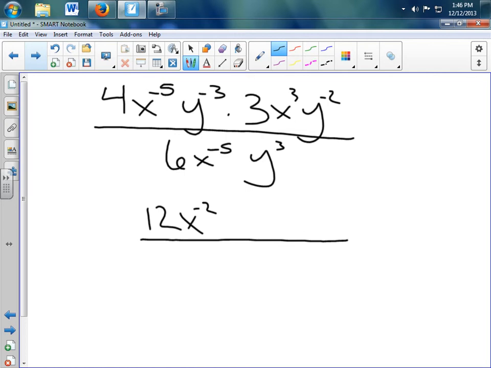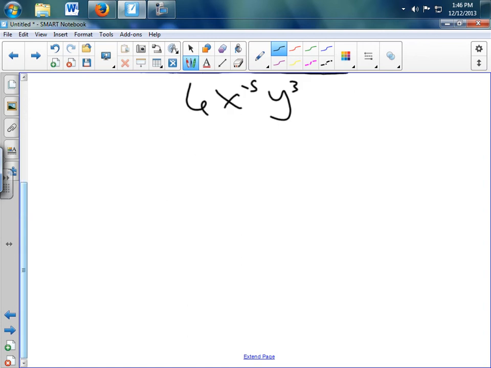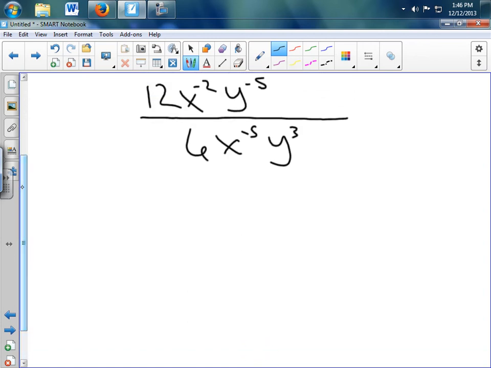Now I have my y's. Y to the negative third times y to the negative 2 is y to the negative fifth. Does everyone see that? At this point, I cannot do anything with the bottom. Move it up a little, not that far. Now I have simplified. So the next thing that I do is I just draw the bar in there.